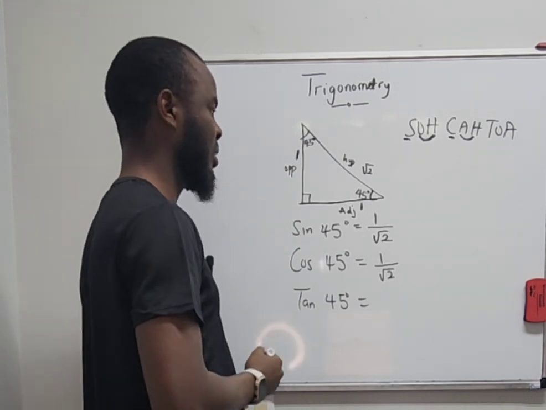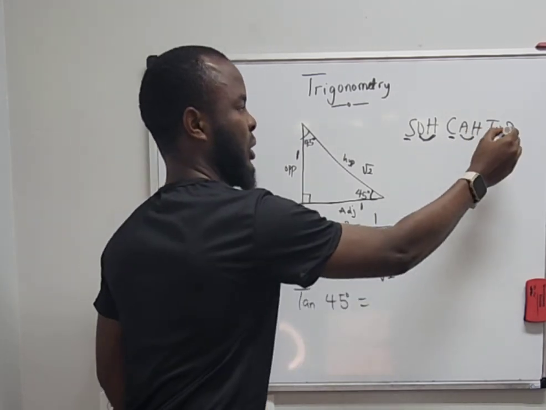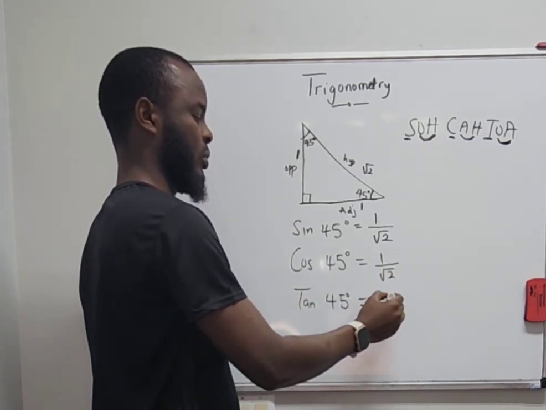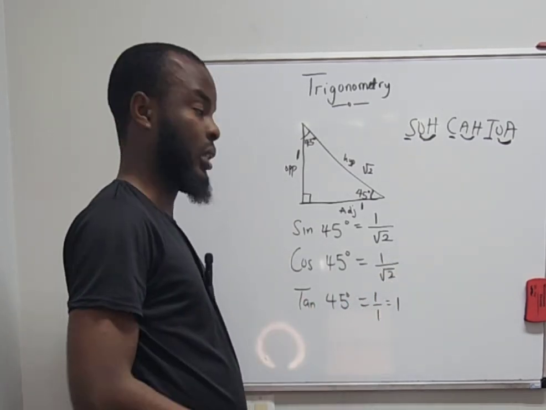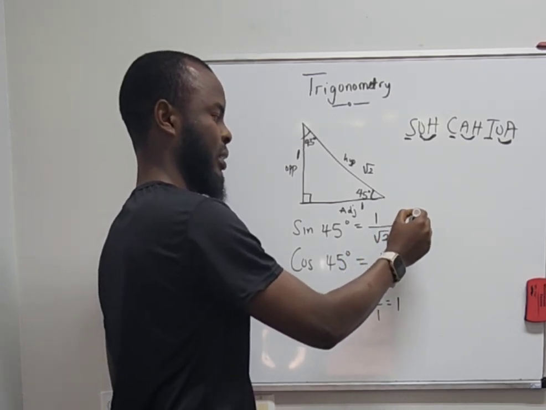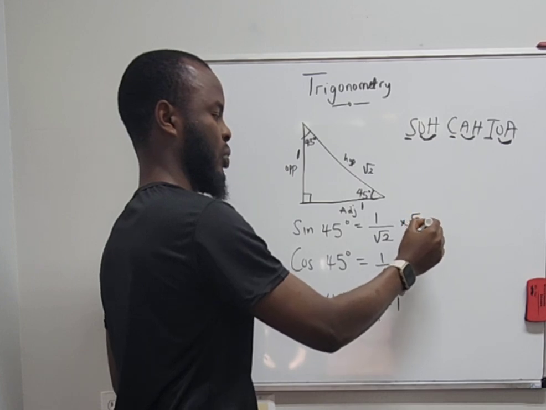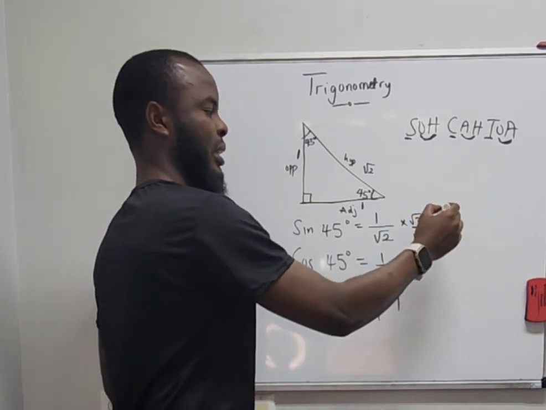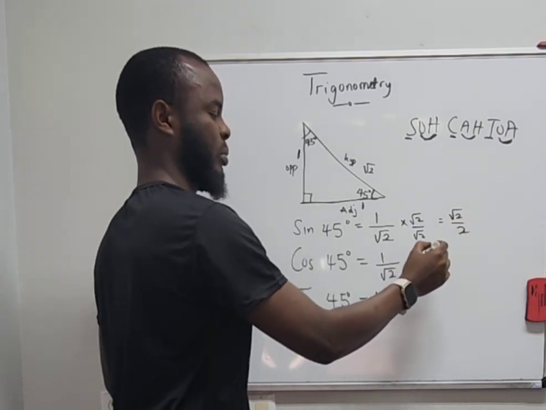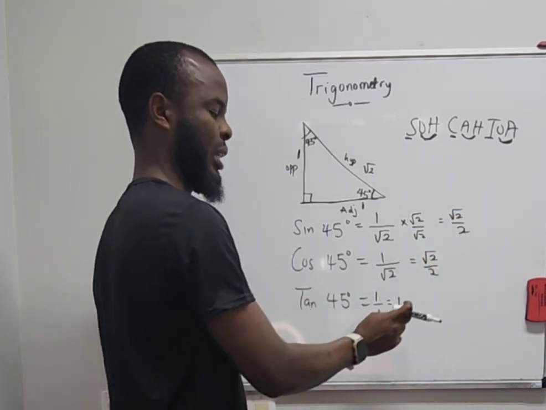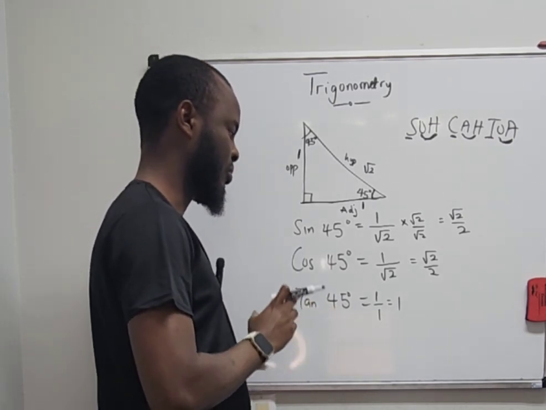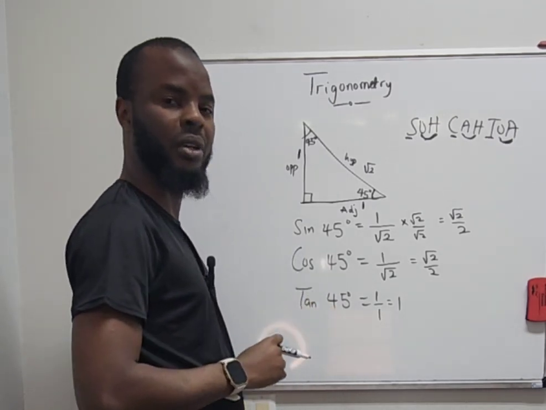And the last one is tan 45 degree, which is opposite over adjacent, which is 1 over 1, which is 1. This can be simplified further by multiplying by root 2 over root 2 to rationalize. And here we have root 2 over 2. Root 2 over 2, and this remains as 1. So this is for sine 45, cos 45, and tan 45.